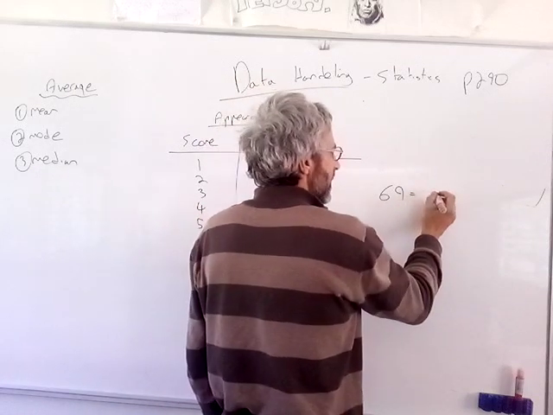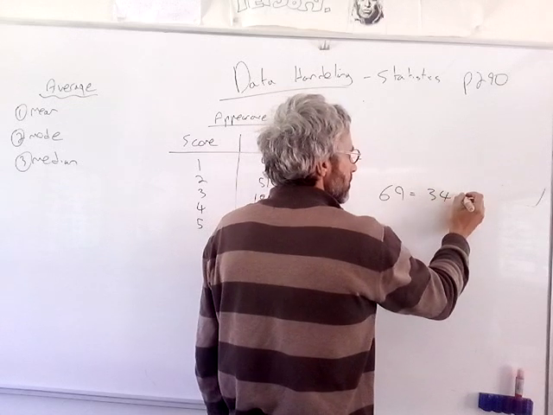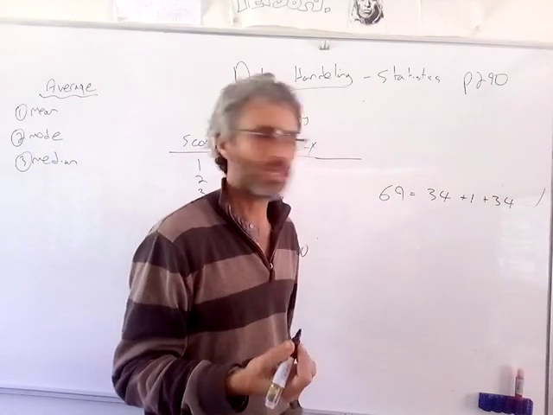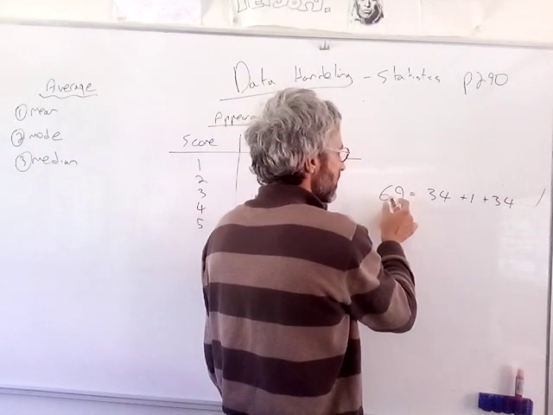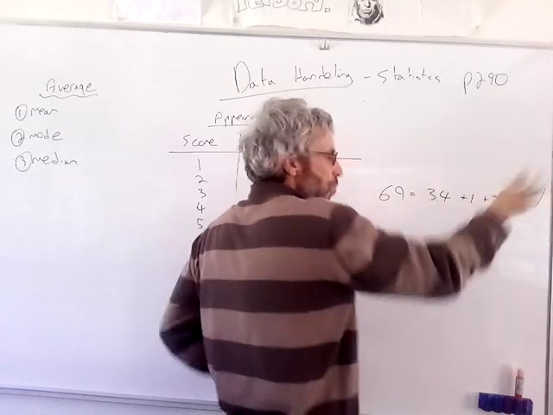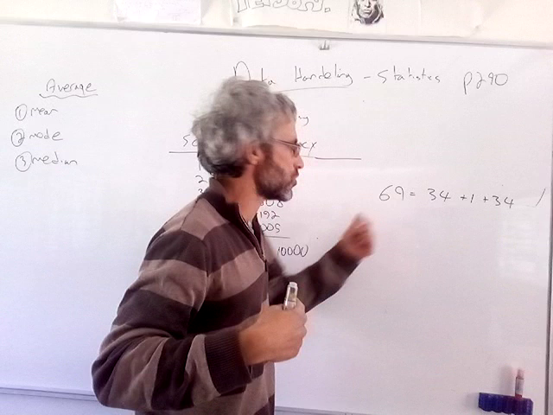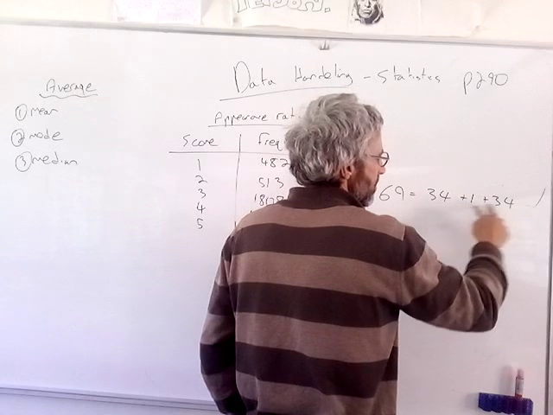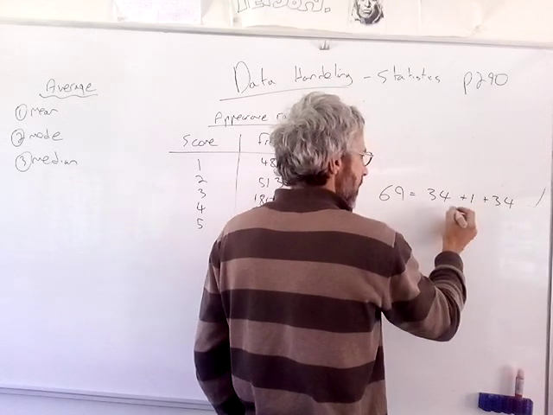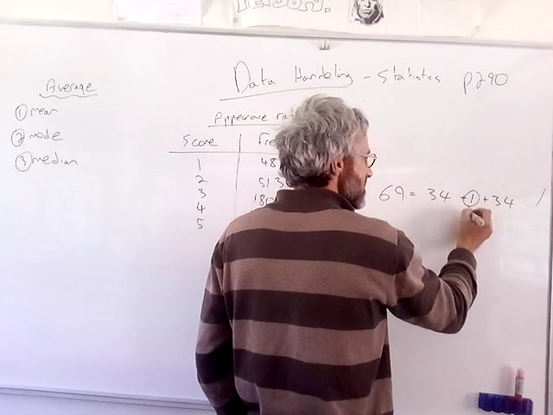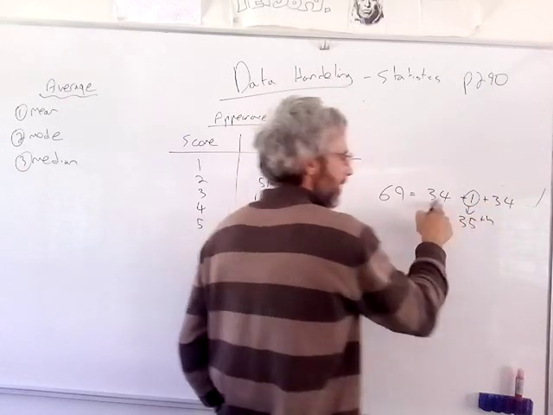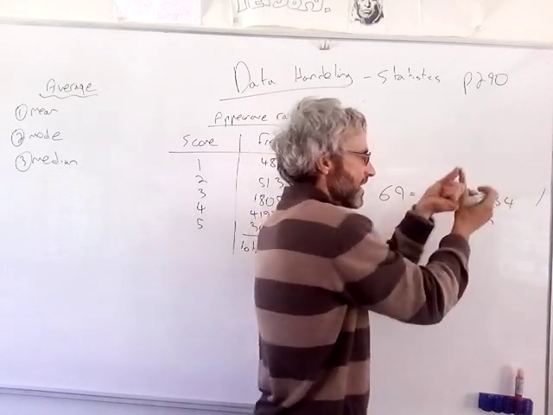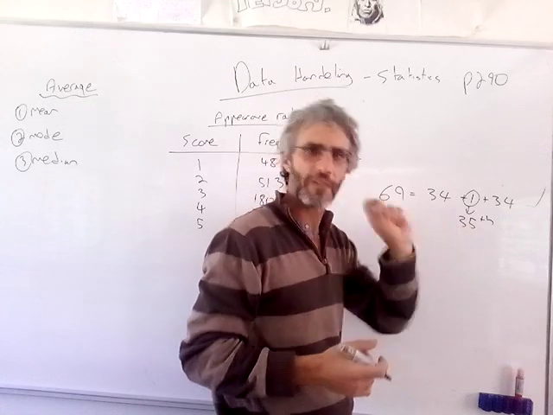What is 69? 69 is 34 plus 1 plus 34. I know it's kind of like, why am I doing this? You'll see in a second. What I've done is I found the even number below 69, which is 68, and I split it into 2. So it's 34, 1 in the middle, and 34. So the median is the 35th, because I have 34 below the 35 and 34 above the 35. They together add to 69, and then the 35th is in the middle.